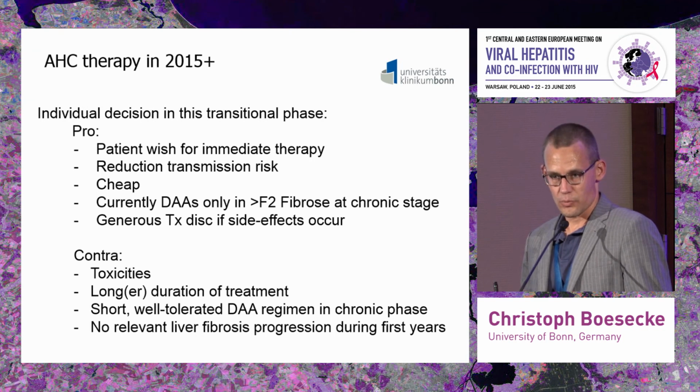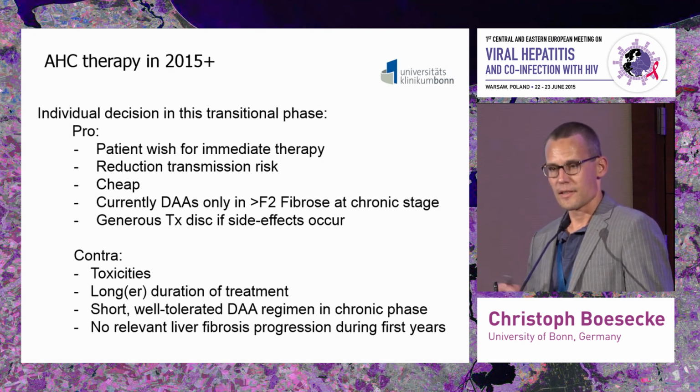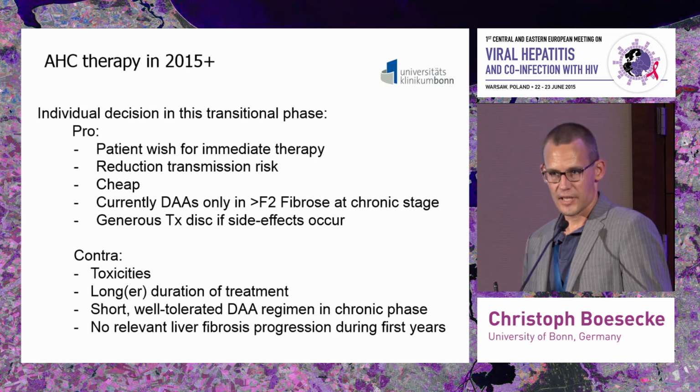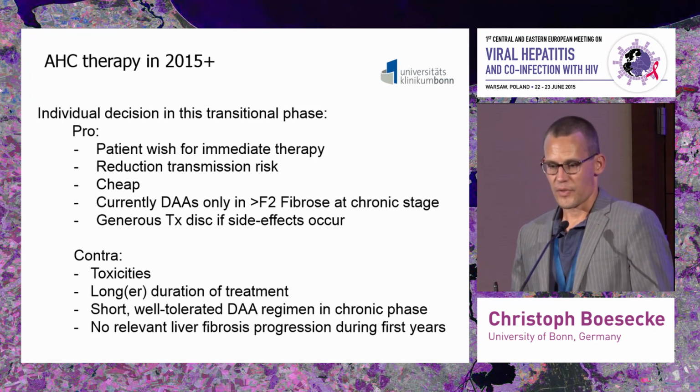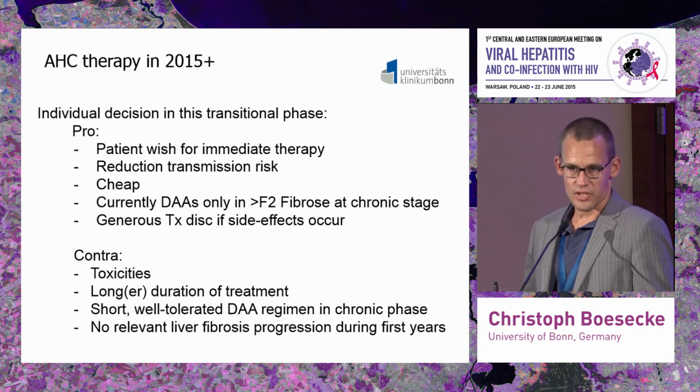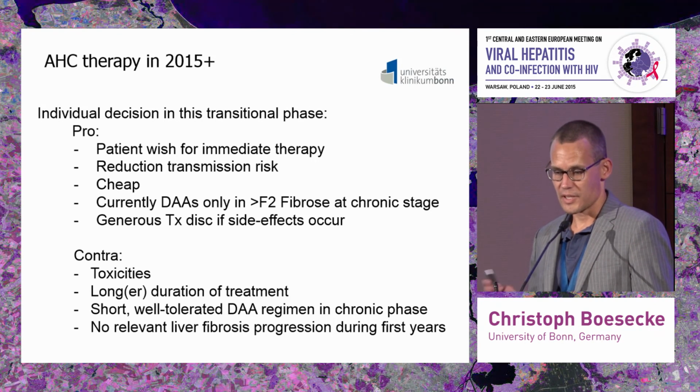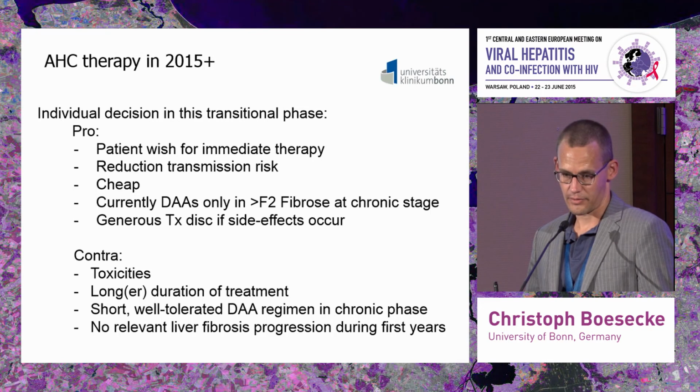Another argument could be that you want to reduce the transmission risk. It's a cheap therapy compared to the DAAs. And if the patient goes on to a chronic phase because he doesn't want to take interferon, he will probably end up with some years with hepatitis C infection, because at the moment most DAAs are only reimbursed if you've got F2 fibrosis or higher. So you really need the hepatitis C virus to cause some damage in the liver, so to say, to be eligible for any DAA treatment.